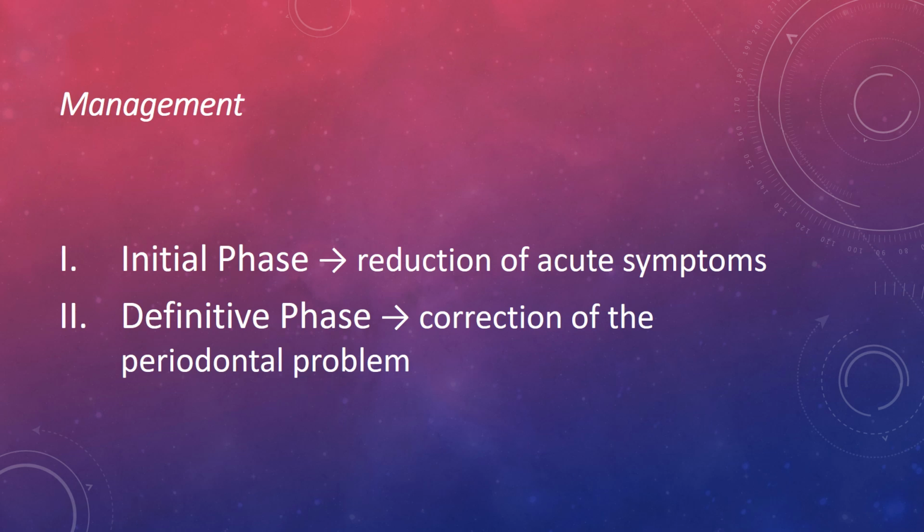So coming to the management, it has been classified into initial phase and definitive phase. The periodontal abscess will come under the emergency phase first, due to the acute symptoms. In the initial phase, we have to reduce the acute symptoms, and in the definitive phase, after the acute symptoms have subsided, we go to the advanced treatment of periodontics.